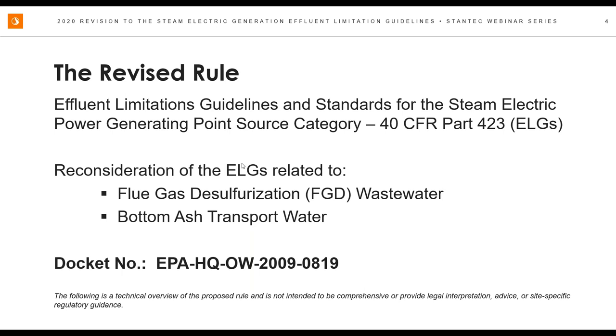The revised rule, the effluent limitation guidelines and standards for steam electric power generating point source category, is the official name. And for those of you that really get into trivia, I've got some more information on the screen here. It's 40 CFR part 423. The latest reconsideration of the rule specifically addresses flue gas desulfurization wastewater and also bottom ash transport water. And I know several of you are interested in following what's going on in the docket. The docket number is there for your ready reference.